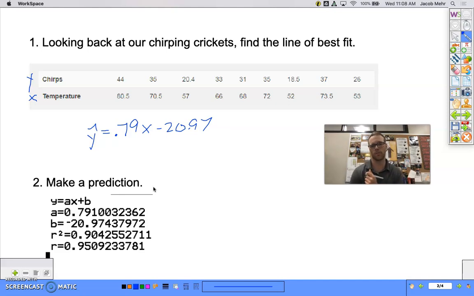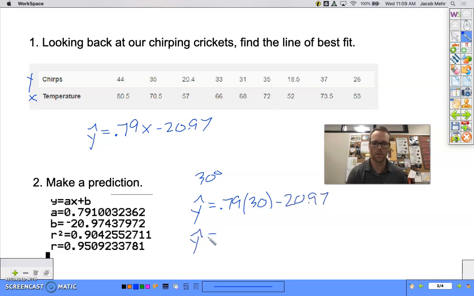So let's make a prediction. Remember, x is the temperature. So let's say that I want to make a prediction for a temperature of, I don't know, 30 degrees. So I can substitute 30 into this and get my value. So y hat would equal 0.79 times 30 minus 20.97, which gives us y hat equals... I could type that in my calculator.